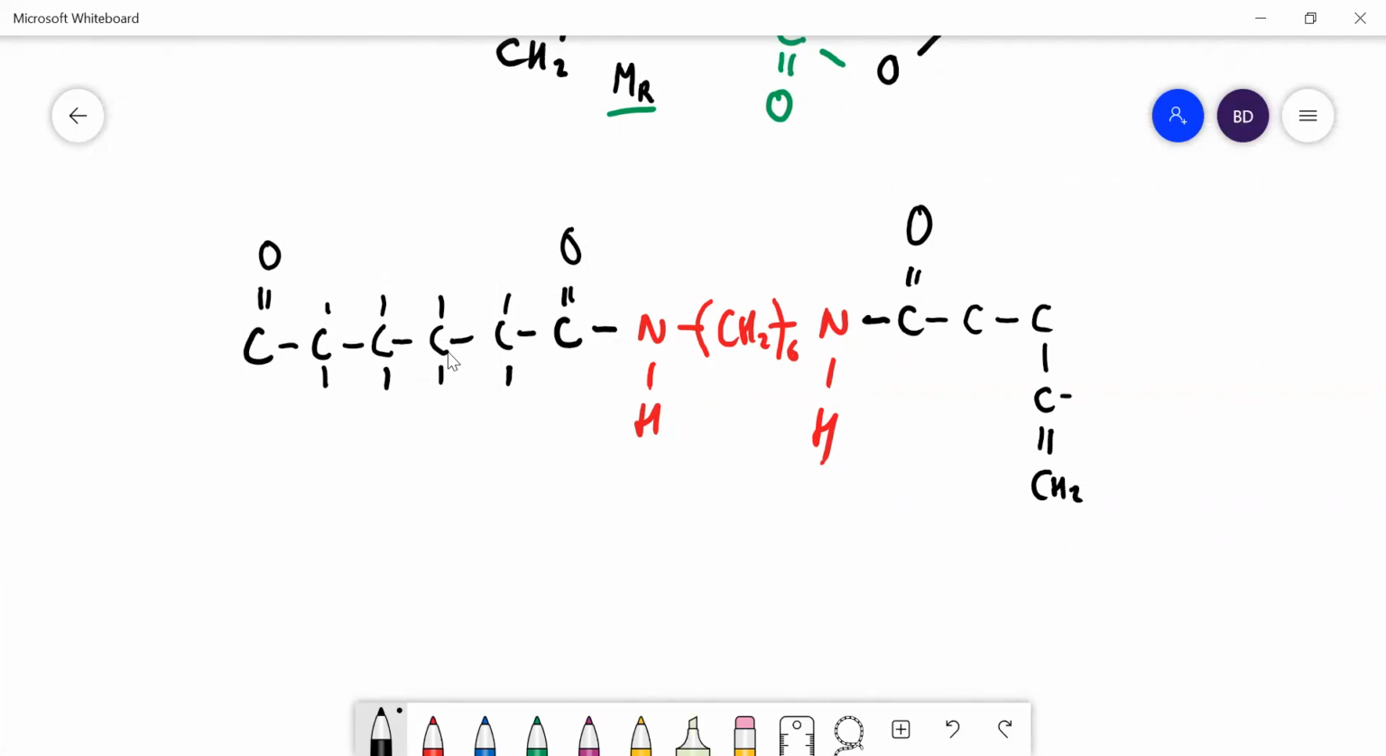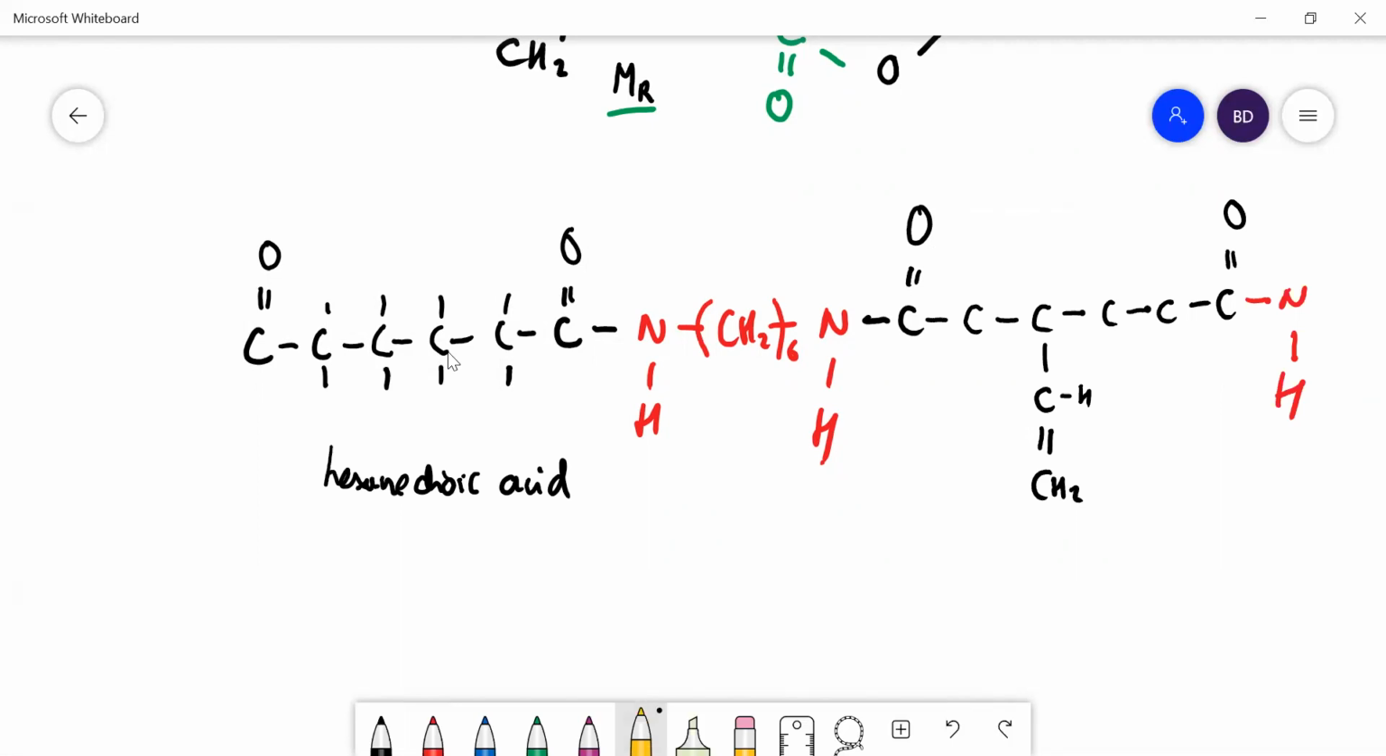So that would be CH. 1, 2, 3, 4, 5, and 6. So it's a copolymer because most of the time you just have simply the hexane dioic acid, but every now and again you have one of these which has got this branch on it. I'll just put the hydrogens on there in a minute.